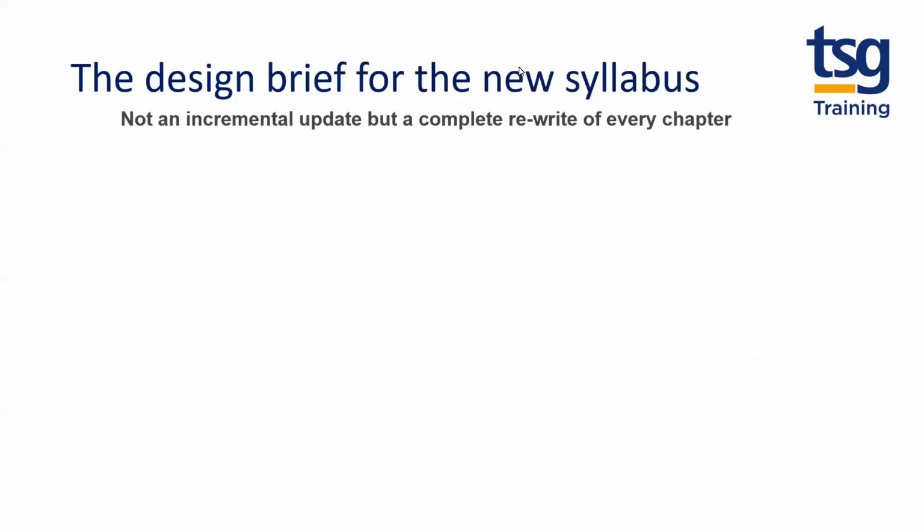So the design brief was not an incremental update. Previously, the first syllabus was launched, I think, in 2006, and then we've had 2009, 2011, 2018. There have been incremental updates. The syllabus team have changed various aspects but kept the core of the syllabus pretty much consistent. So the intention here was to go for not just an update of chapters, but a complete critical look and rewrite of every chapter in the syllabus.